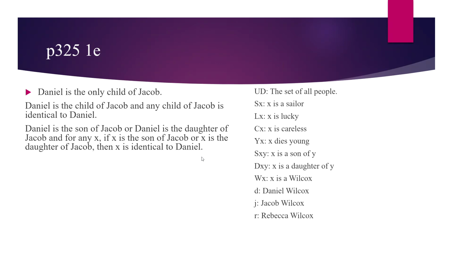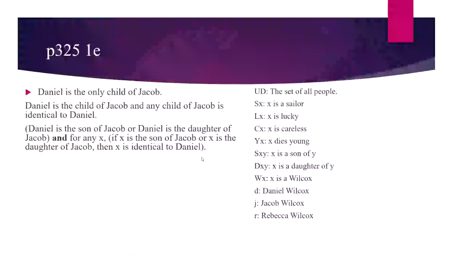Daniel is the son of Jacob, or Daniel is the daughter of Jacob. And for any x, if x is the son of Jacob or x is the daughter of Jacob, then x is identical to Daniel. We have to have that disjunction between son and daughter to capture the only child aspect.